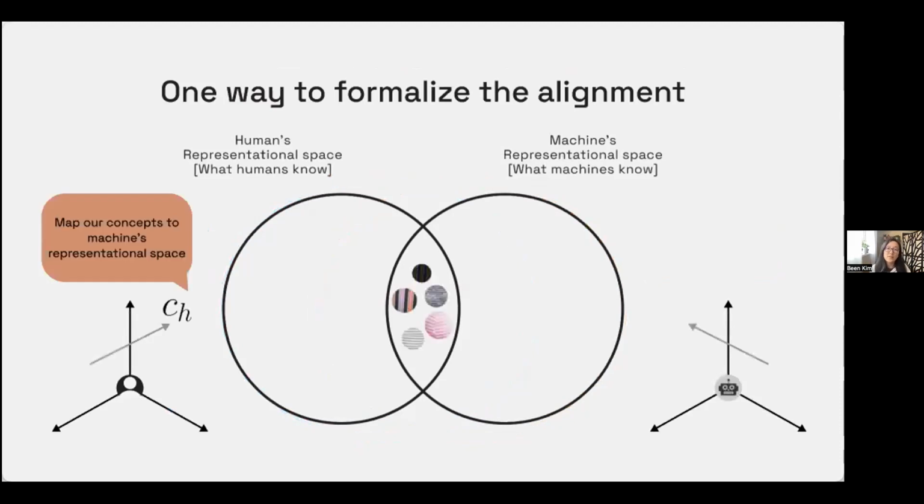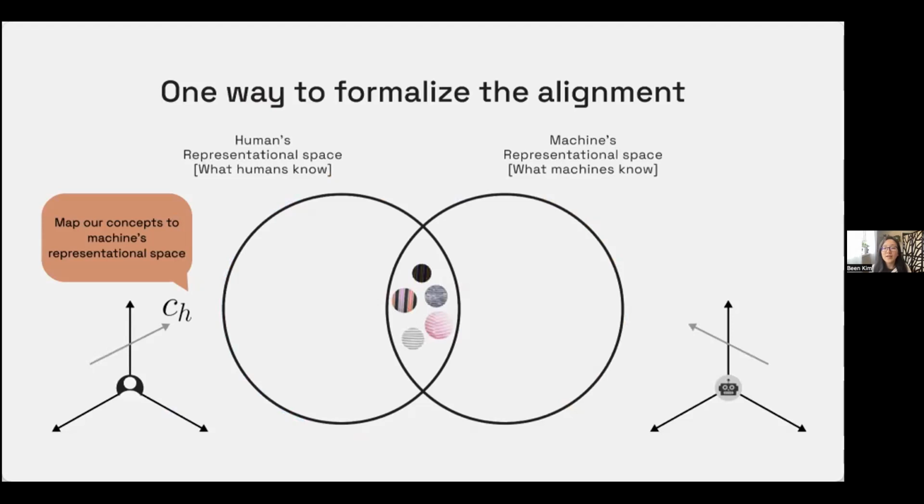Suppose we can conceptualize a concept in humans' representational space as vector C_H. Perhaps this vector means striped concept or striped patterns. We never really observe this vector, but we know it exists, because if not, humans would not be able to communicate with each other. We have a common vocabulary and we share some representational space.